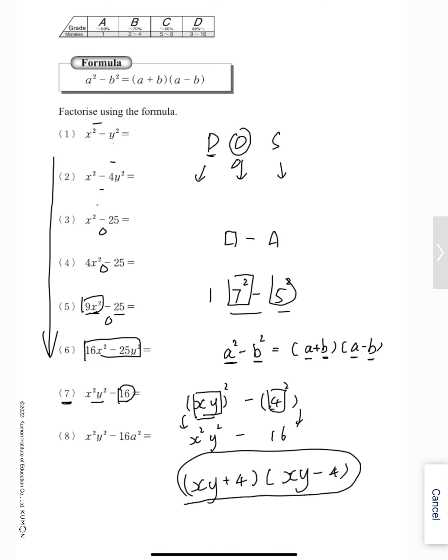That's my answer. We don't have to solve for x, we don't have to solve for y, we're just changing the shape of it. We're acting as a plastic surgeon. We're trying to change the shape of x squared y squared minus 16 into (xy plus 4)(xy minus 4). These two are exactly the same. It's just that their form looks different. Sometimes you might wear sunglasses, sometimes you might just wear t-shirts. You're still you, right? Nothing changes. And that's the whole notion of it.